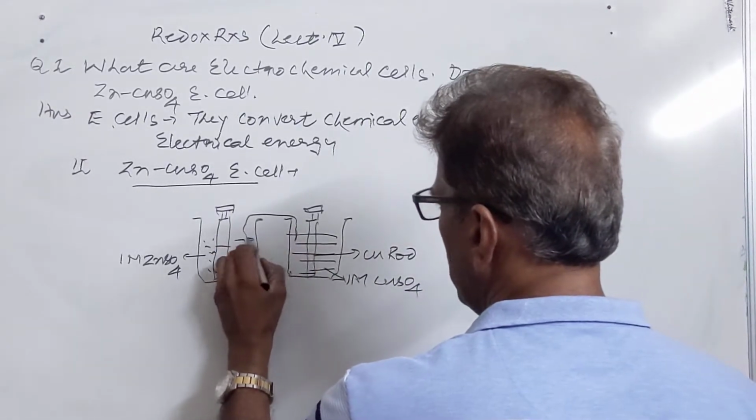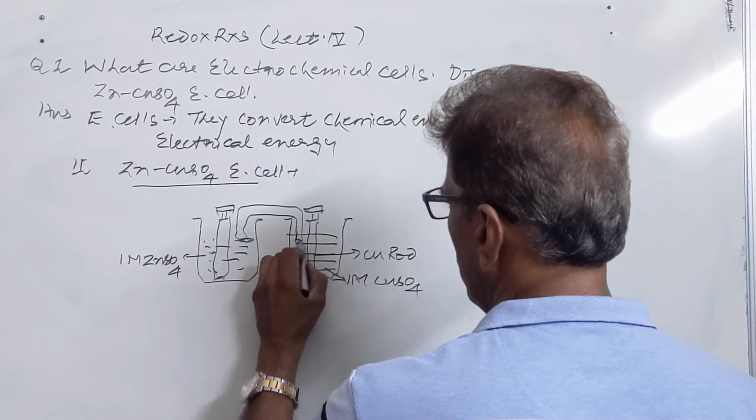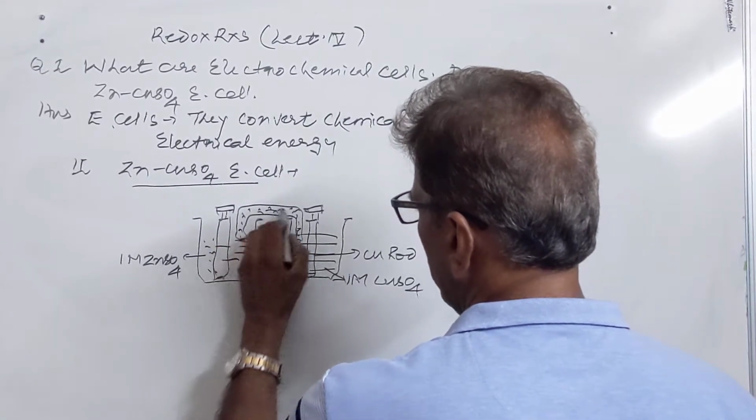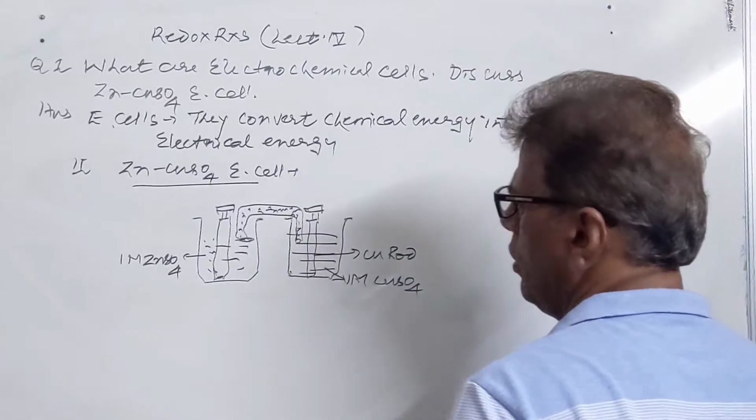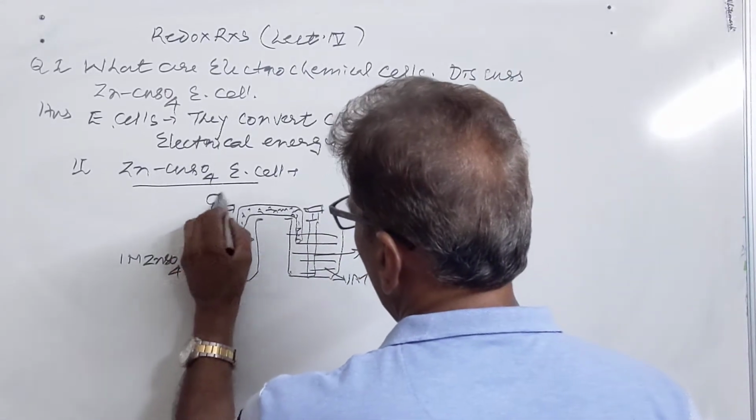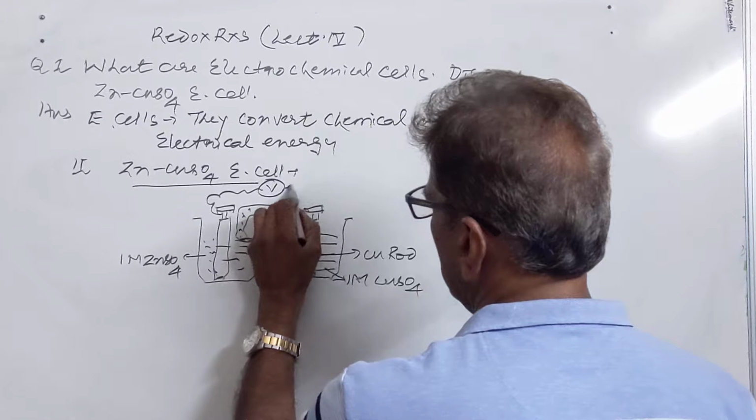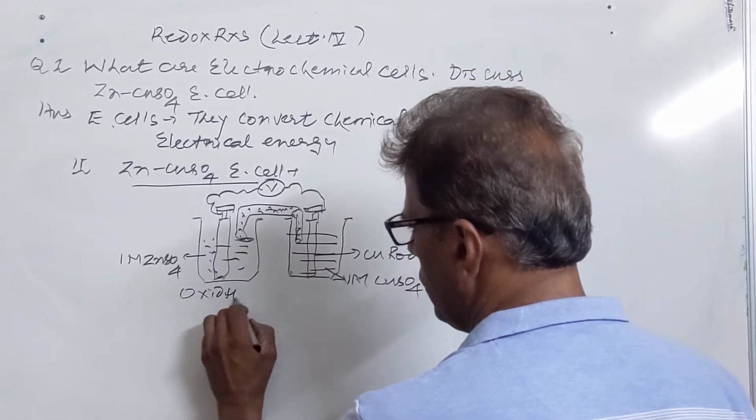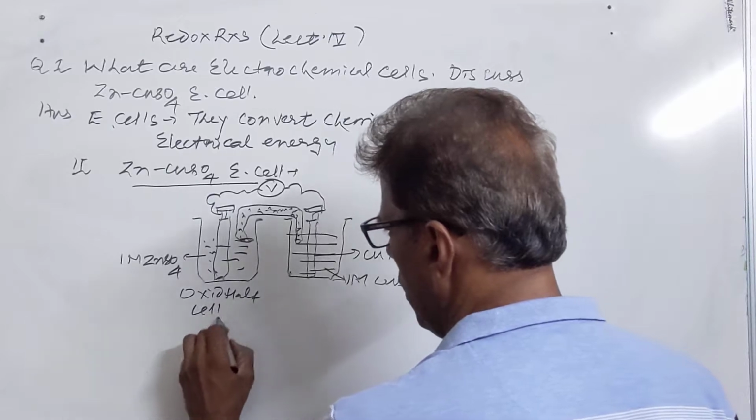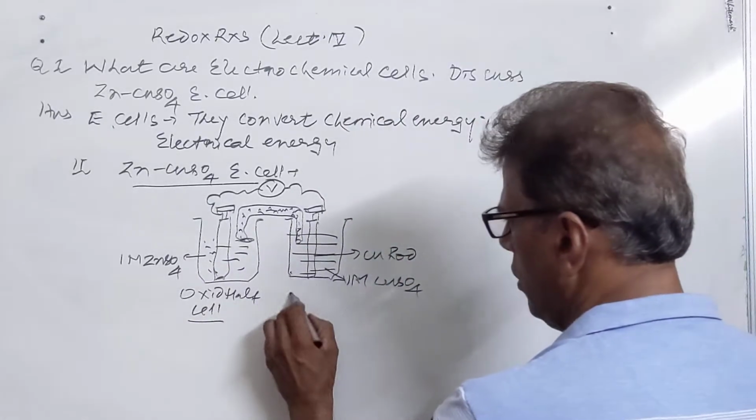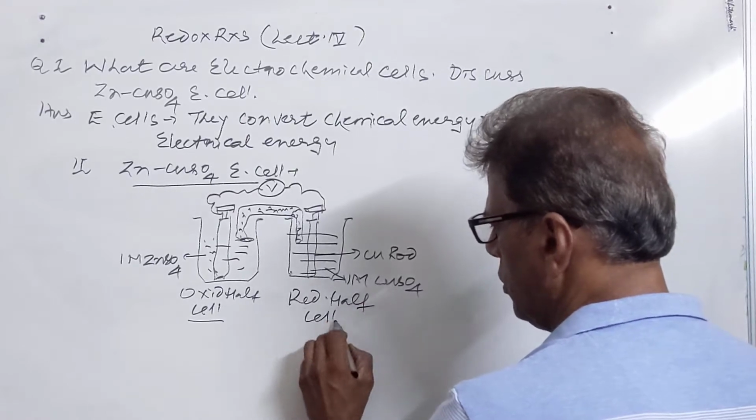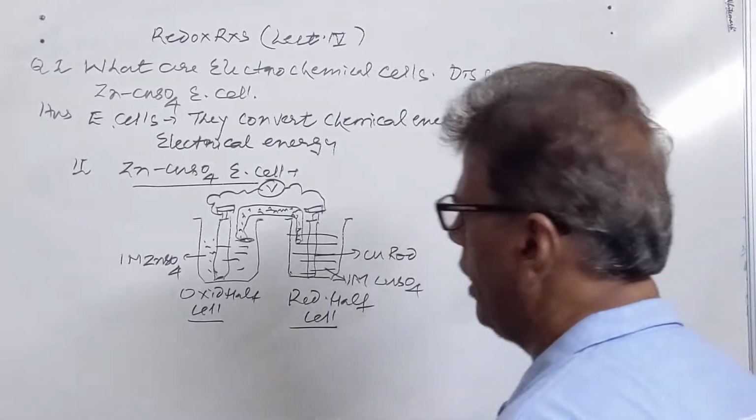This is a salt bridge, a U-type tube which is filled with agar-agar plus a paste of CuNO3 or KCl. This is the external link of these two half cells. This is called the oxidation half cell because it involves the oxidation reaction of the cell. This part is called the reduction half cell because it involves the reduction half reaction of this cell.